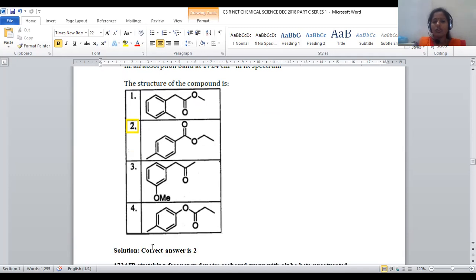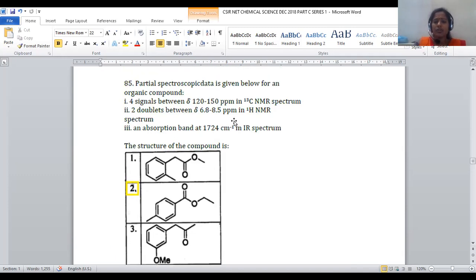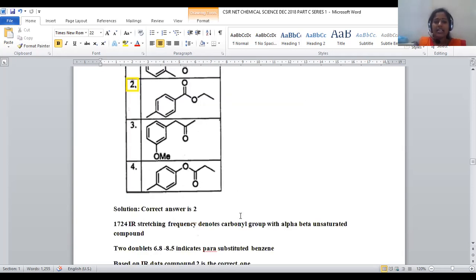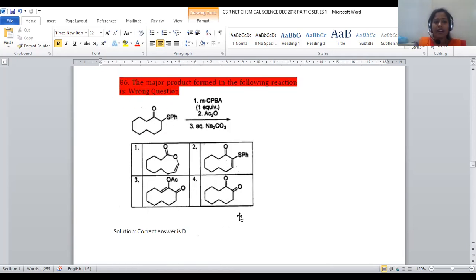So option number 4 is also discarded. We got the final answer, option number 2. Based on what? Based on 1724, we can easily predict this alpha beta unsaturated carbonyl. That's the reason why for question number 85, option number 2 will be the right answer. Let us move on to question number 86.